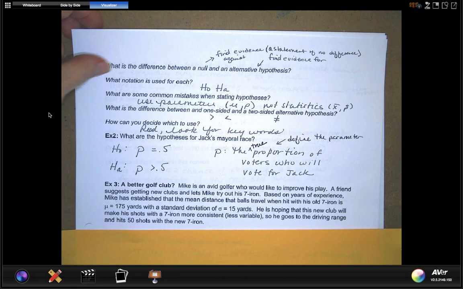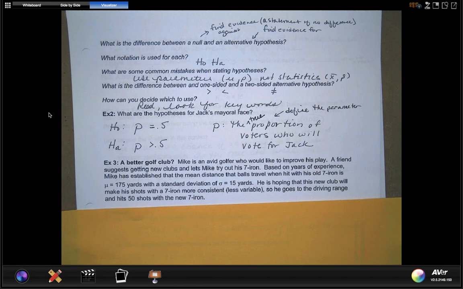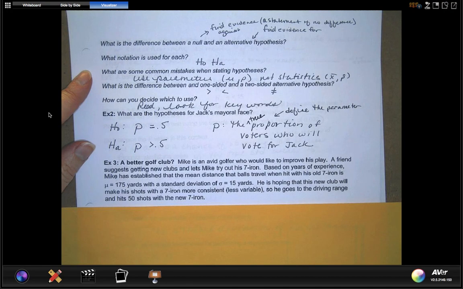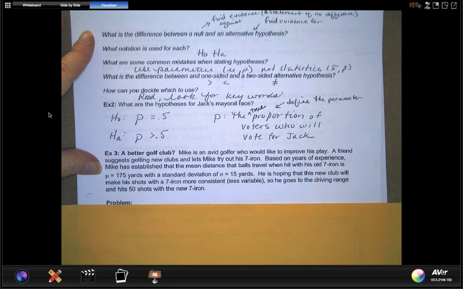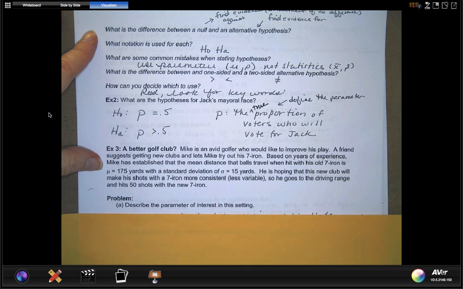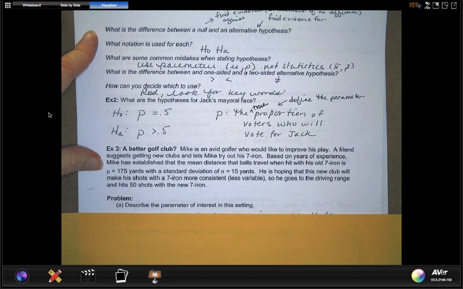All right, you can read this problem here about Mike being the golfer. You might want to pause the video until you get the chance to read it, because I'm not going to pause. I'm just going to keep talking. So in this one, we're actually testing the standard deviation. Again, you should have read it, because that's going to really help you if you read the problem and then you're listening to my answer.